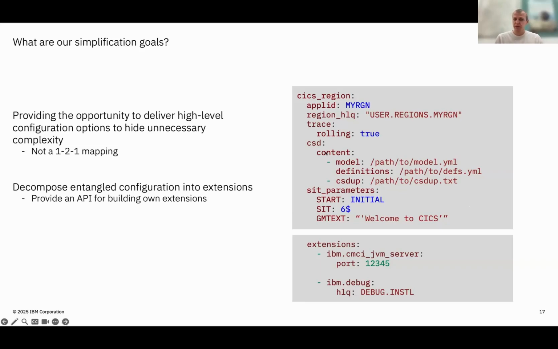So yeah, that's touching on breaking down that complexity and just making it simpler to do these things. On top of that, what we're aiming to do is support extensions in there too, and decompose and untangle some of that as well, so that vendors can provide their own extensions. So for example, we just put examples here of providing a port for your CMCI JVM server, or providing the HLQ to the IBM debug tool to enable and configure on that region.